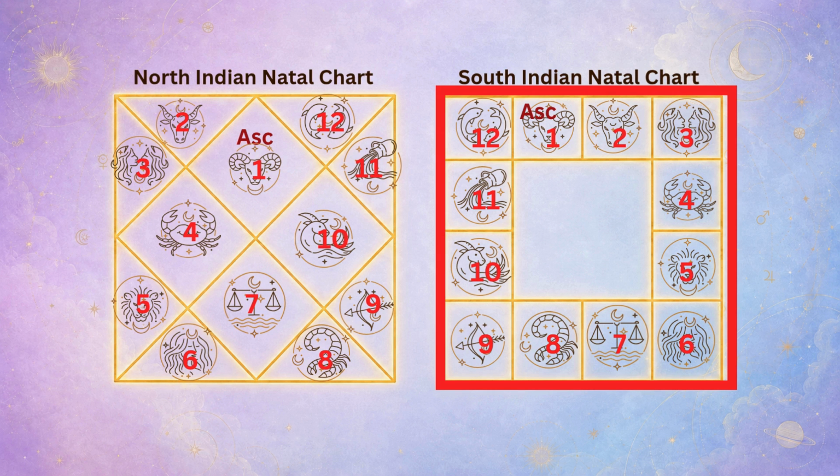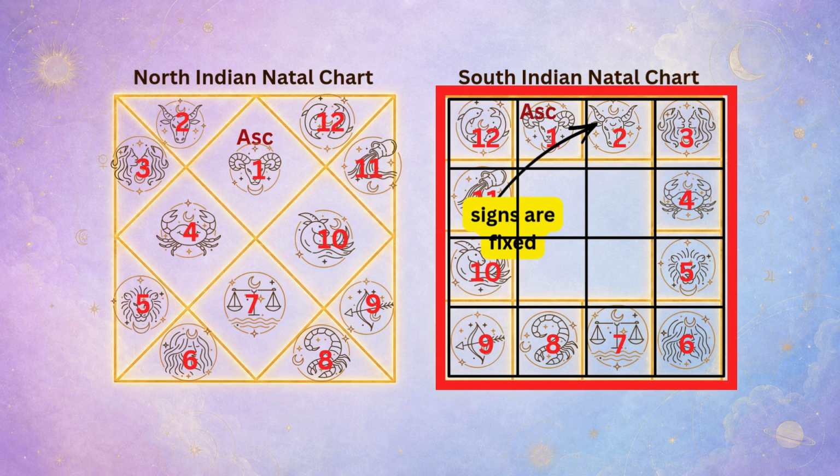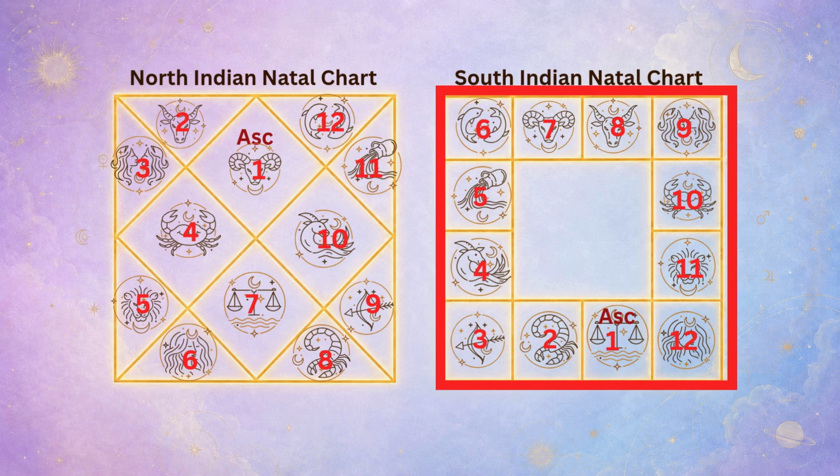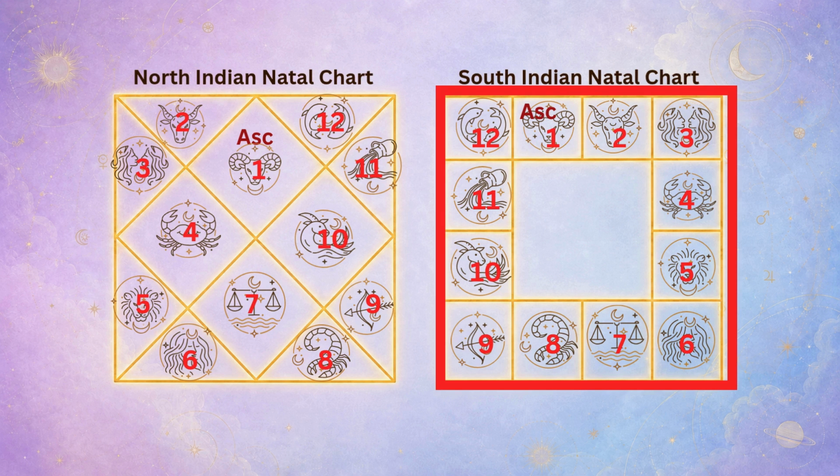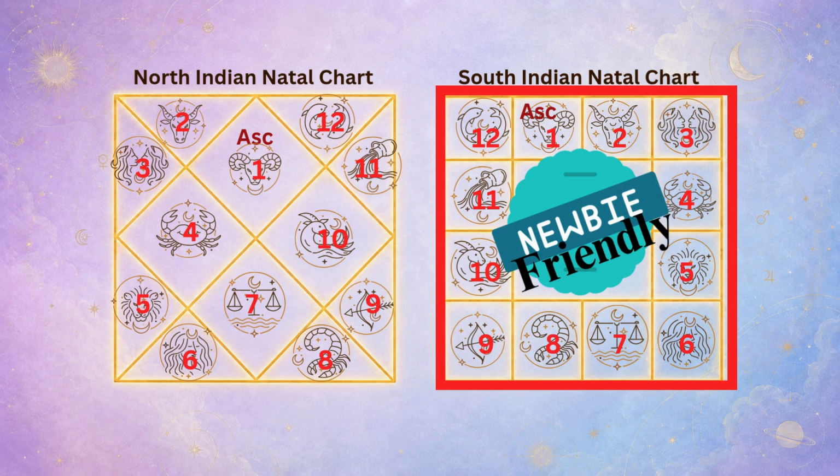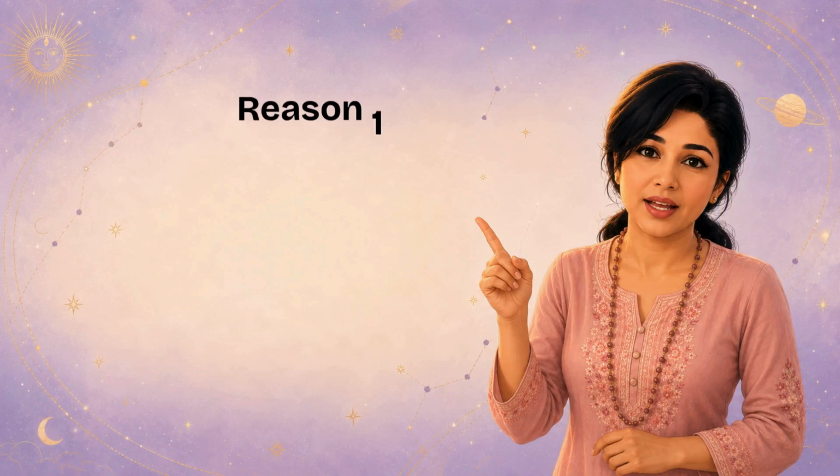In the South Indian chart, the zodiac signs remain fixed. It uses a square grid. The 12 zodiac signs always remain in the same boxes, while the houses move according to the ascendant. For beginners who are still learning signs, houses, and planetary placements, I find that the fixed sign layout of the South Indian chart provides a much clearer starting point. Let me tell you the reasons why.